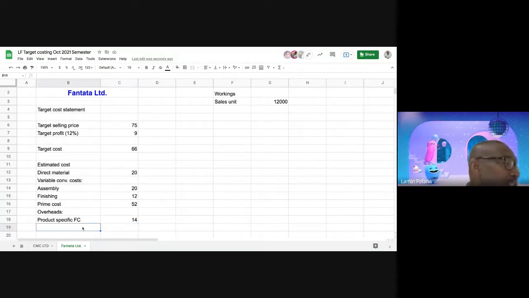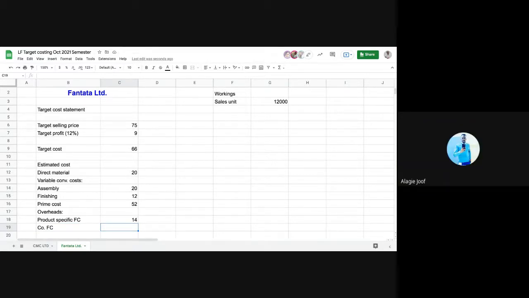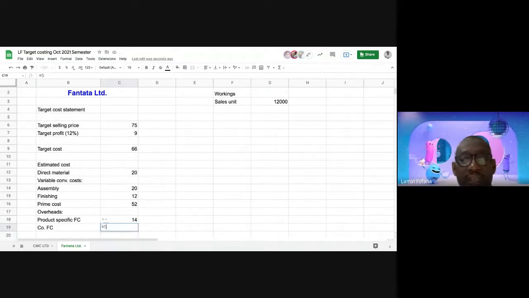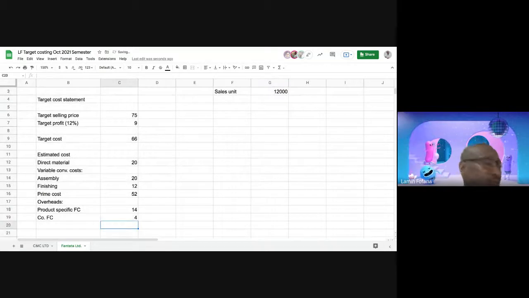Then the next thing is the company's fixed cost. I'll just say COFC. So what's the company fixed cost? 50,000 pounds. The same thing, we say 50,000 divided by this. We enter. That gives us £4 if you round it up. Okay, so are we done? Do we have any other costs to consider?